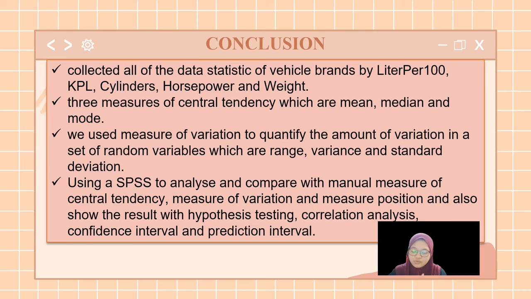In conclusion, we have collected all of the statistical data of vehicle brands by liter per 100, KPL, cylinder, horsepower and weight. There are 3 measures of central tendency which are commonly used for grouped data: mean, median and mode. In addition, we also use measures of variation to quantify the amount of variation in a set of random variables, which are range, variance and standard deviation.